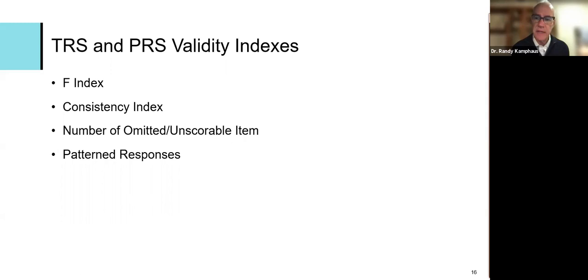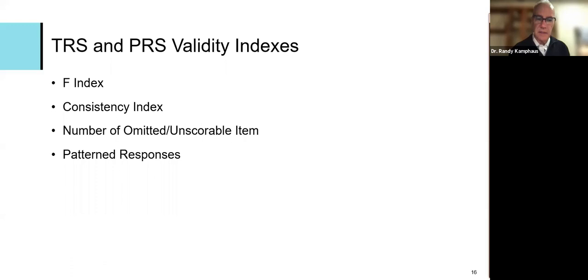The F index is a fake bad index, but the F index could be in the caution or extreme caution range, not necessarily because there may be a validity problem with a parent rating or a teacher rating. It could very well be that the child, in fact, just has severe and diverse problems. So the validity indexes, particularly the F index, have to be used in conjunction with the others. If you have a high F index score for a child with severe problems, then that is not indicating a problem with validity. It's indicating that this poor child has severe and diverse problems.